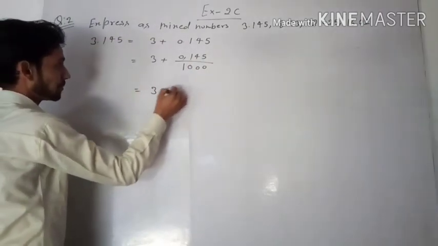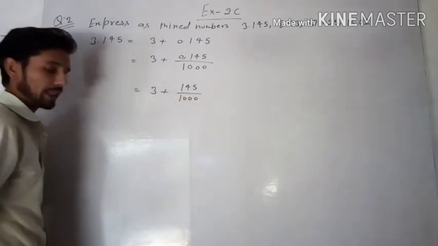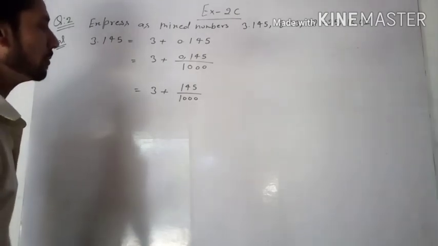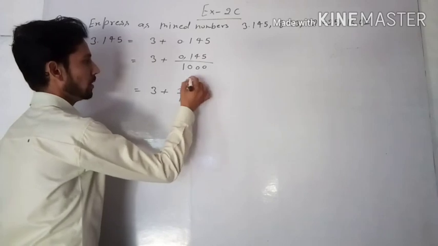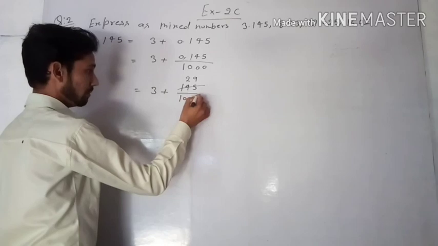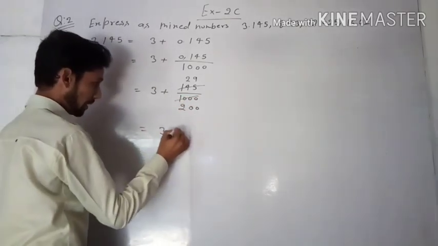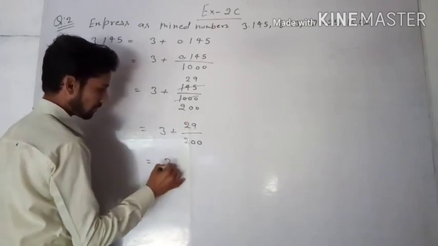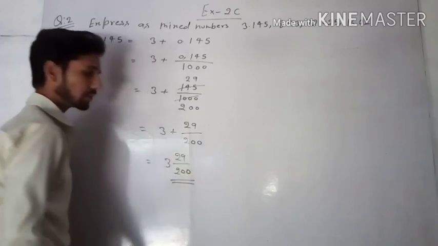Now 145 upon 1000. If we want to write it in simplest form, first of all, we have to divide it by 5. 5 2s are 10. 5 9s are 45. 5 2s are 10, 0, 0. 3 plus 29 upon 200. 329 upon 200 is your answer.